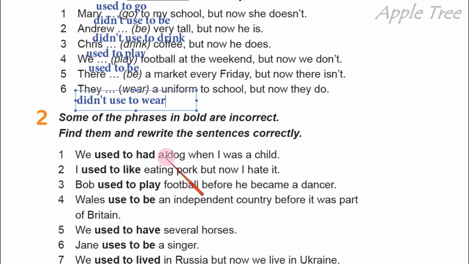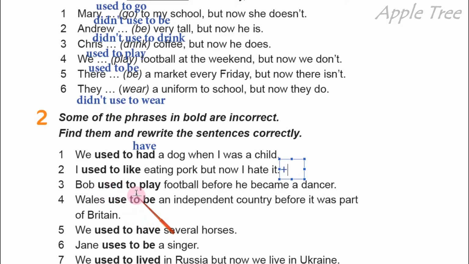Наприклад, We used to have a dog when I was a child. Що тут неправильне? Неправильно те, що після to має бути слово у початковій формі, а не у минулому часі. Have. We used to have a dog. I used to like eating pork, but now I hate it. Ну, я гадаю, що це правильне речення, тому що після used to вживається like у початковій формі, тому я поставлю цьому реченню плюс, воно правильне. It's correct. Раніше мені подобалась свинина, зараз ненавиджу її.